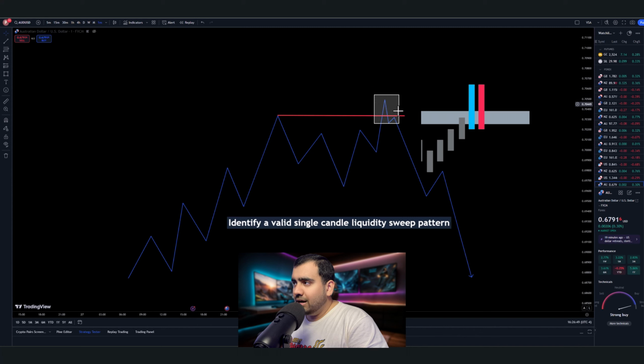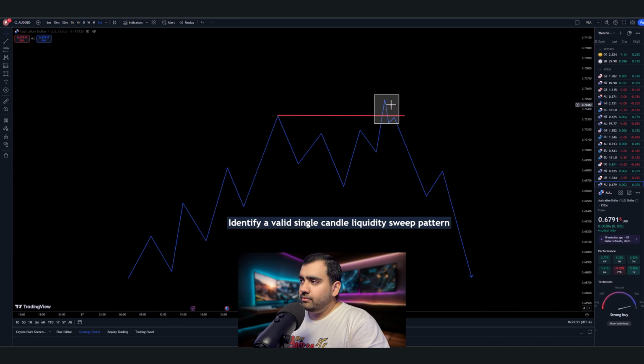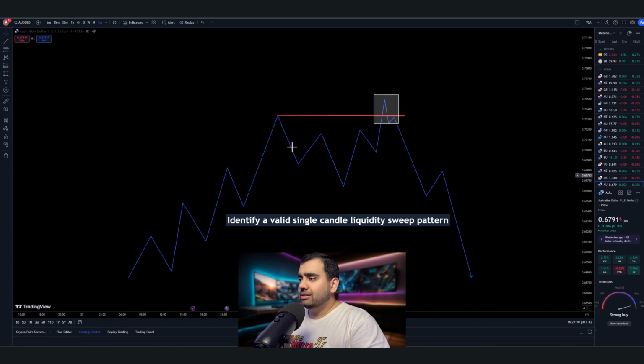But if the first candle is above the red line, the second candle is also above the red line, the third candle is also above the red line, and the fourth candle is coming back, I will not consider that a strong liquidity sweep pattern. So we will just consider a single candle for a perfect result, or maximum two candles. Okay, so this is an example of buy side liquidity.